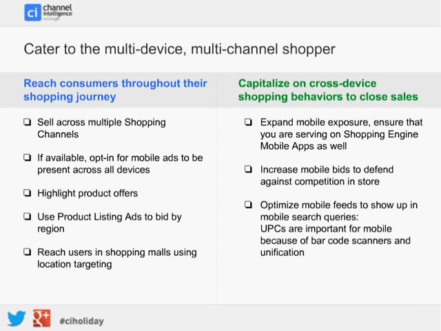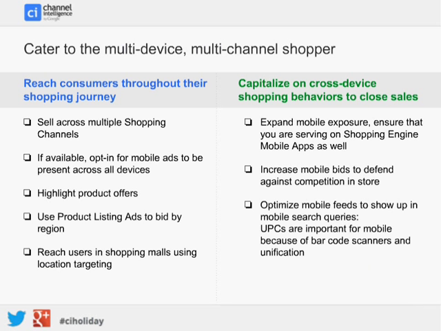Consumers are hopping from one channel to another and one device to another searching for product to buy. You want to get in front of that behavior and reach consumers in the moments that matter most. Ensure you're on as many shopping channels as possible and opt into mobile. Be present across all devices. Use PLAs to target by location. There are new features in enhanced campaigns that make it easy to reach consumers wherever and however they're shopping.